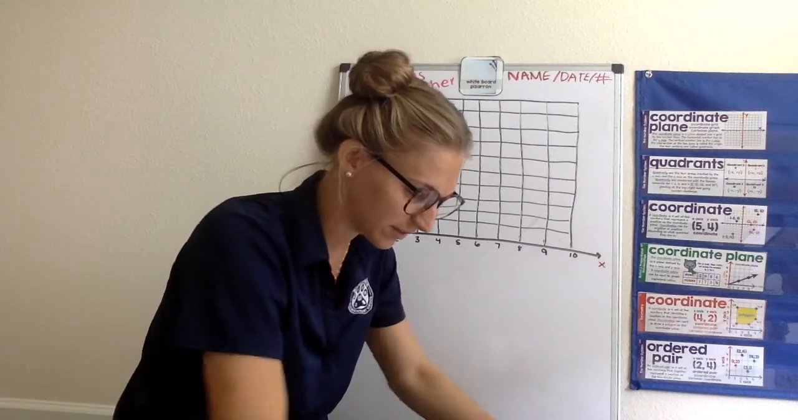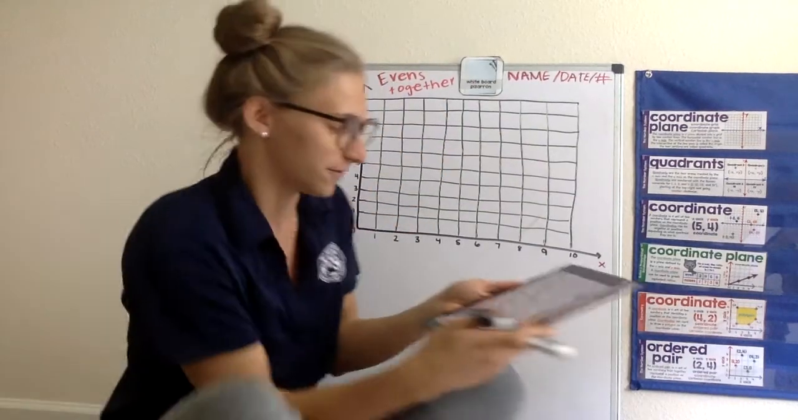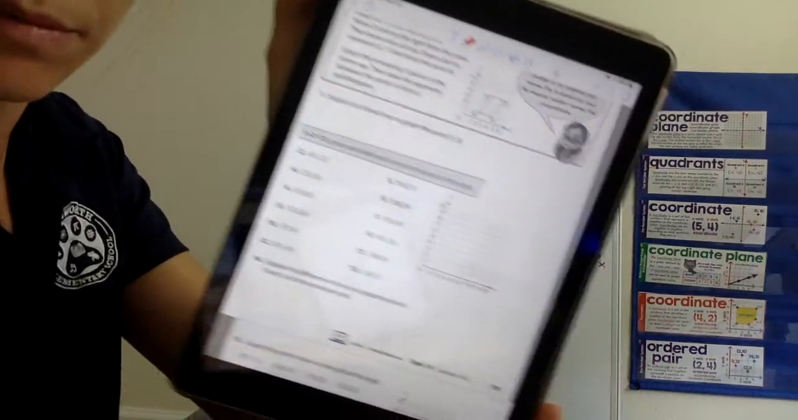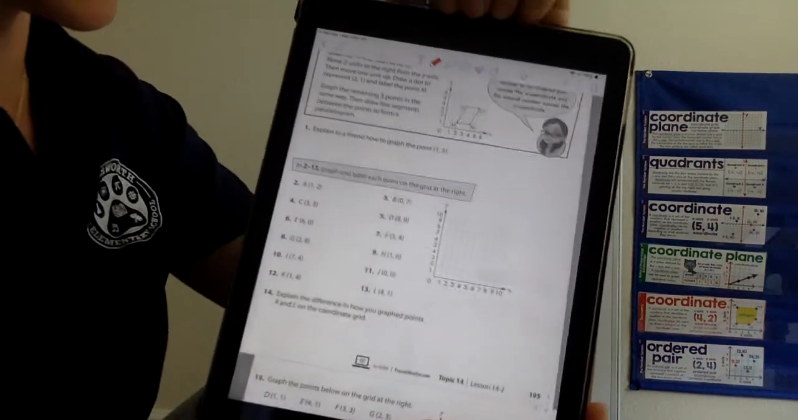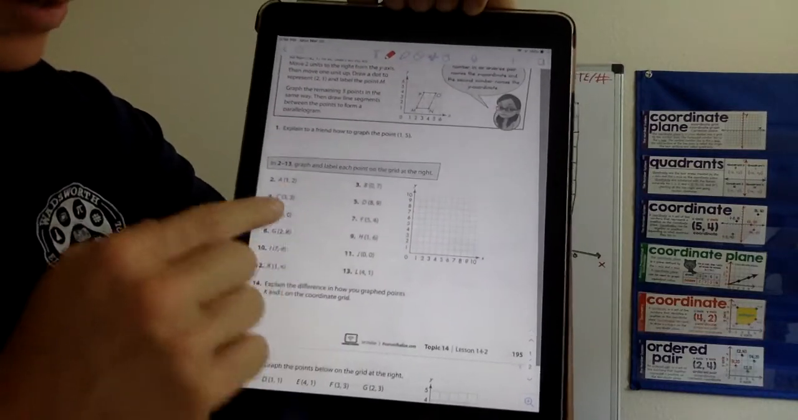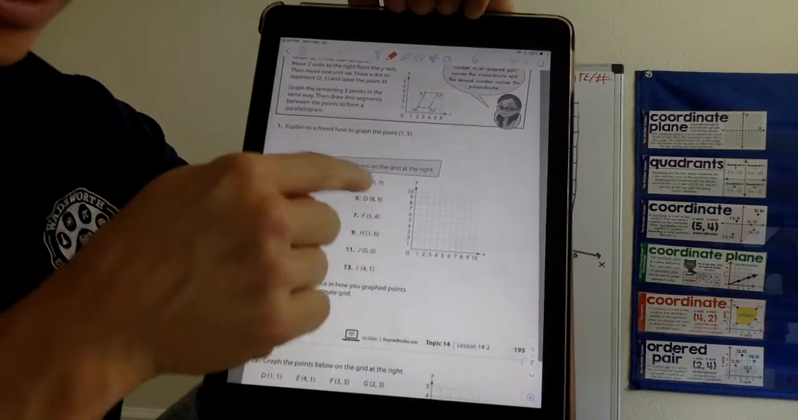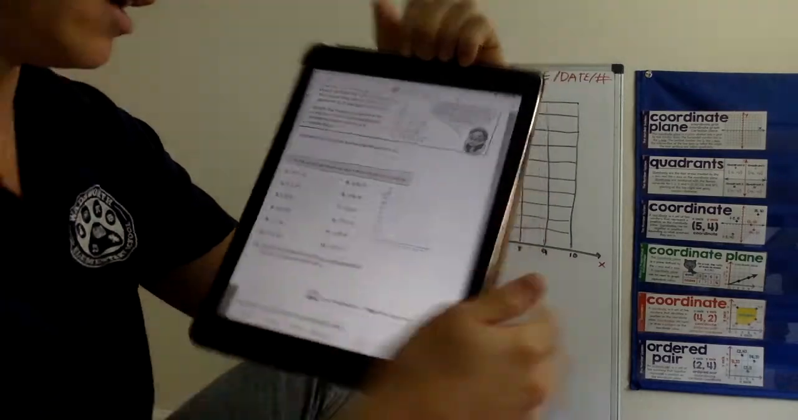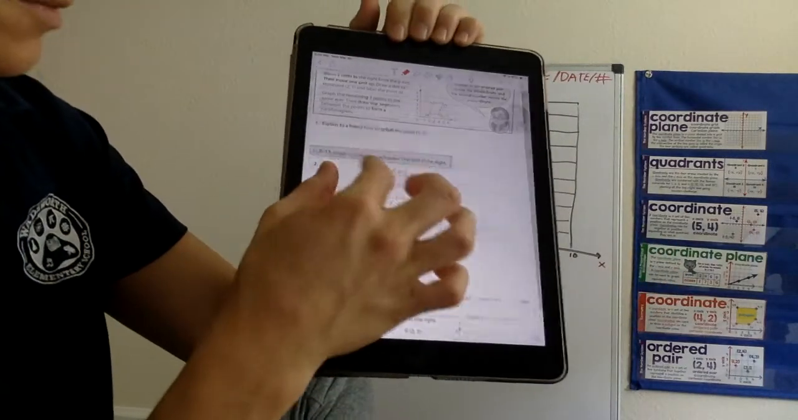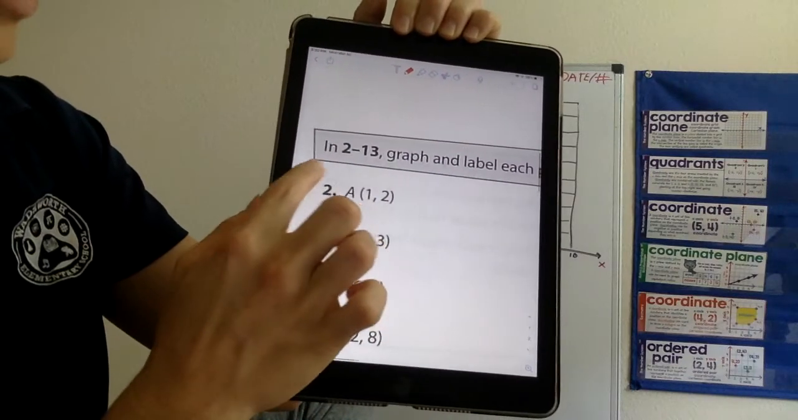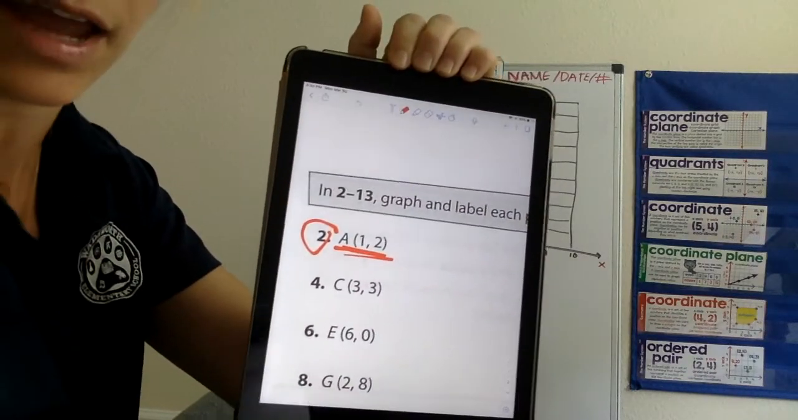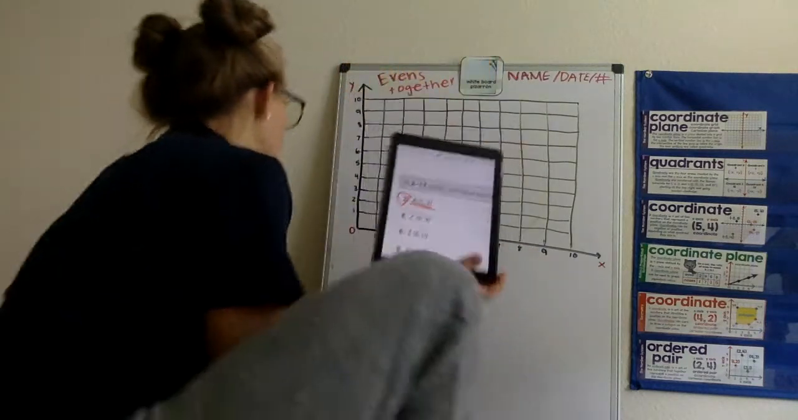Alrighty, working with our evens together, I'm going to show you how the first assignment looks. This whole first section has a blank grid, and we're going to plot these points. I'm going to do the evens with you, and then with that same grid, you're going to plot the odds. The first one, I'm going to zoom in. We have number 2, and we have to plot letter A, which is 1, 2.